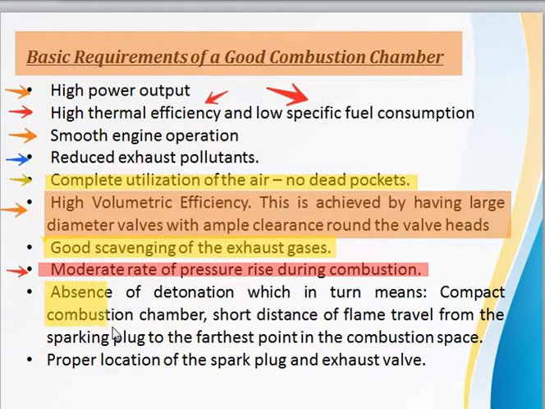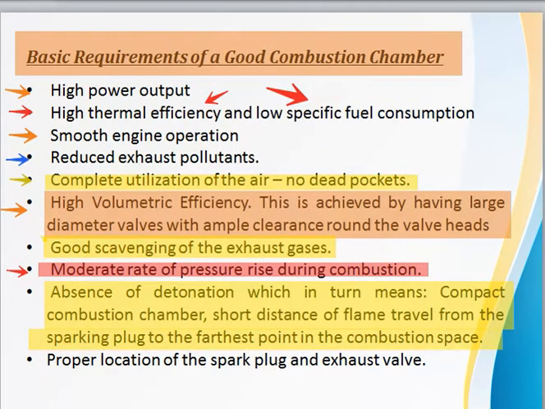So absence of detonation, which in turn means a compact combustion chamber, with a short distance of flame travel from the spark plug to the farthest point in the combustion chamber. So the meaning is what? It clearly tells you that detonation should not happen. For that, what is the requirement? Compact combustion chamber, short distance of flame travel from the spark plug to the farthest point in the combustion space. So the combustion chamber should be such that its detonation parameter should be as low as possible.